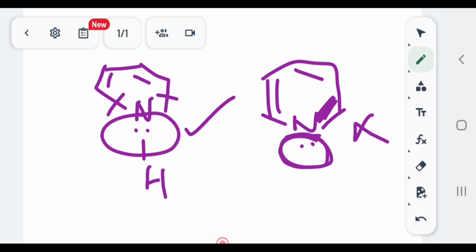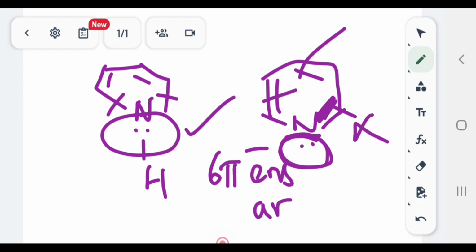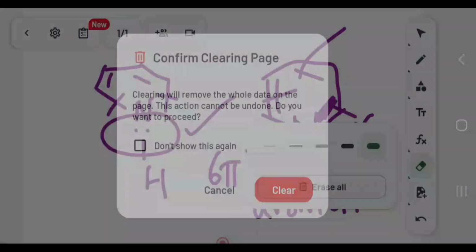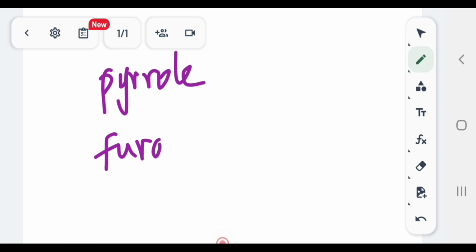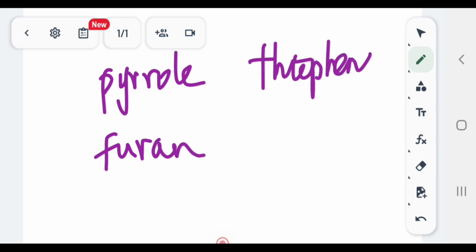Now count the number of pi electrons. It is 2, 4, 6. Pyridine also has 6 pi electrons, and hence this compound is also an aromatic compound. So in today's class we have seen 4 heterocyclic compounds. What are they? First we have seen pyrrole, the next one furan, the next one thiophene, and the next one pyridine.